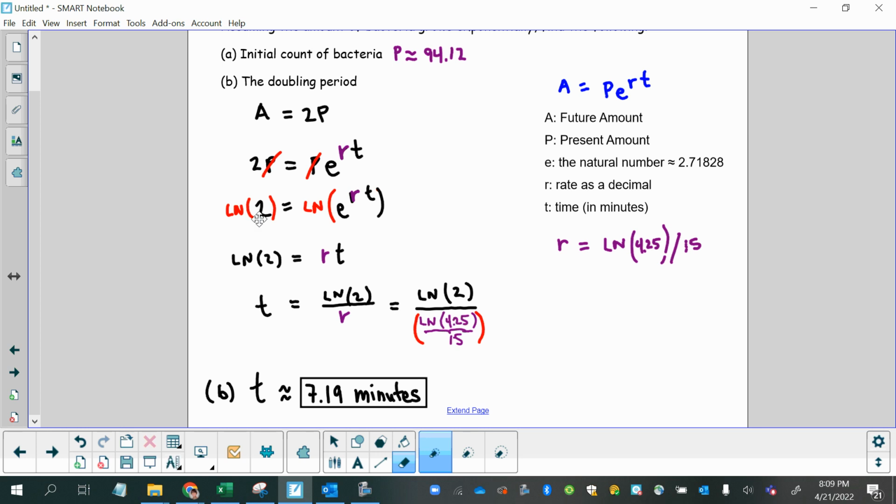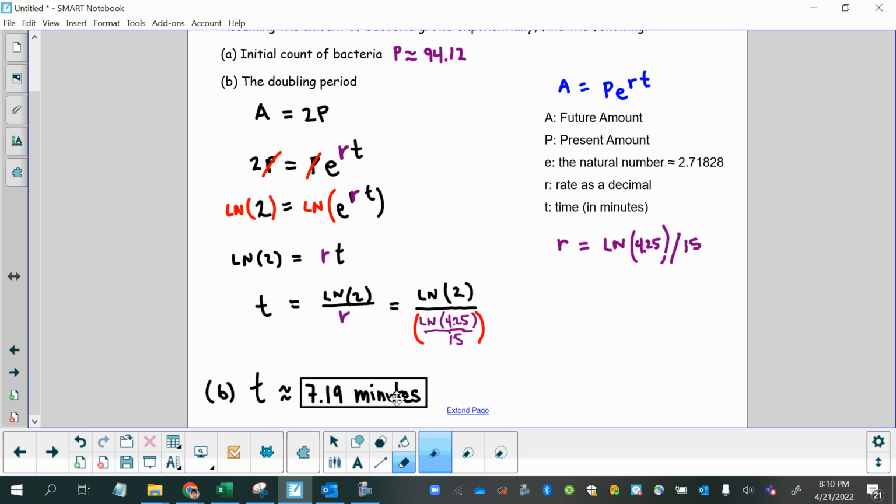So first of all, to get the RT down out of the exponential level, I took the natural log of both sides. And then on the right, the e and the natural log part cancel out. So then I have the natural log of 2 equals RT. Then, since I want to solve for T, I'm going to divide both sides by R so I can get T alone. So then I have T equals the natural log of 2 divided by R. Finally, I'm plugging in the value of R, which is the natural log of 4.25 divided by 15. And then I will calculate all of this together to simplify it to approximately 7.19 minutes.